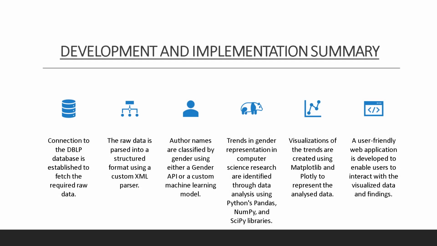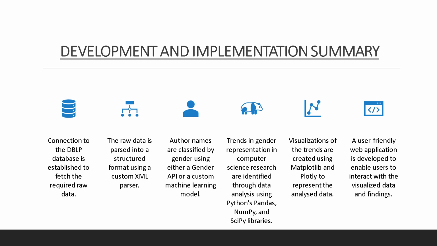Here is an overview of the developmental and implementation process that I will be following during the course of this project. The initial steps involve establishing a connection to the DBLP database to fetch the raw data, followed by parsing this data into a structured format using a custom XML parser. With the structured data, I will then classify author names into their respective genders, utilizing either a gender API or a custom machine learning model.